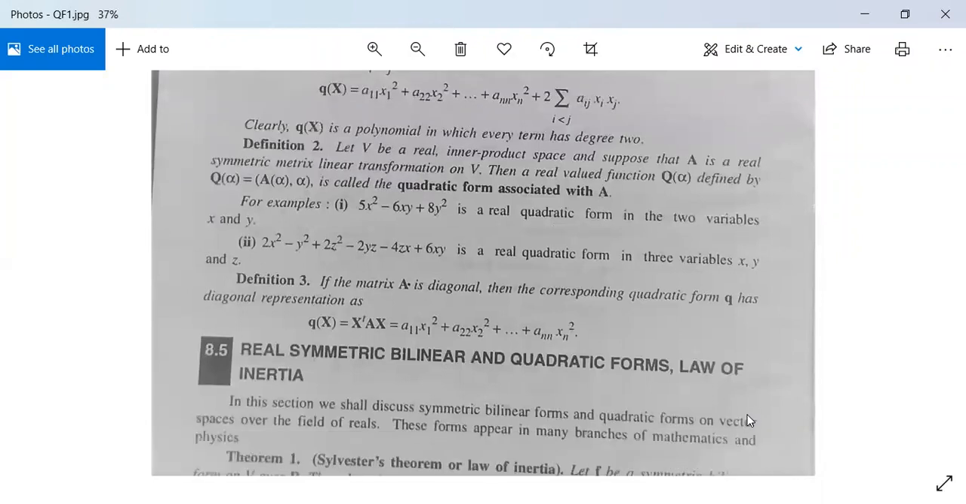There is another definition for you. If the matrix A is diagonal, diagonal means all non-diagonal elements are zero, then the corresponding quadratic form Q has diagonal representation as Q(x) is equal to x transpose A x. This is equal to a11x1 square plus a22x2 square plus so on plus annxn square. See, there will be no term of the type xi into xj. So this will be absent here. Why? Because the symmetric matrix A is a diagonal matrix. So we will get some examples for this also.